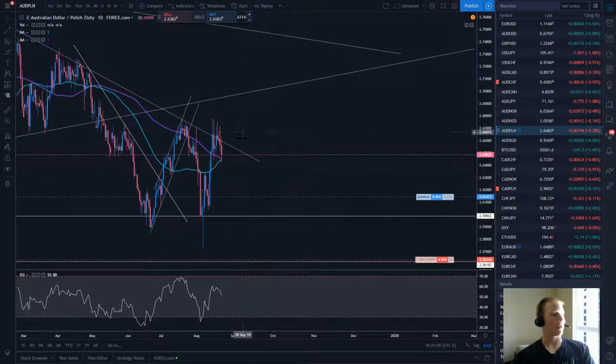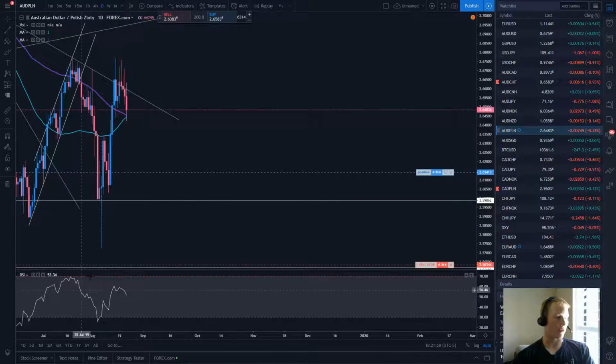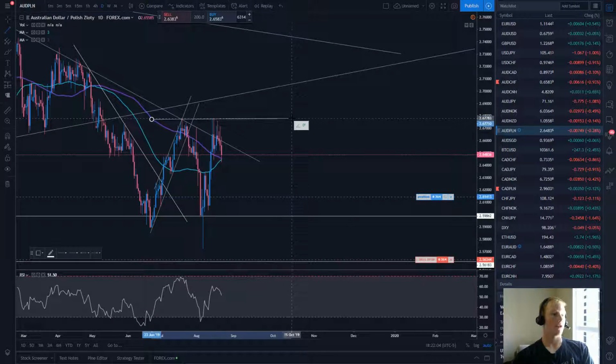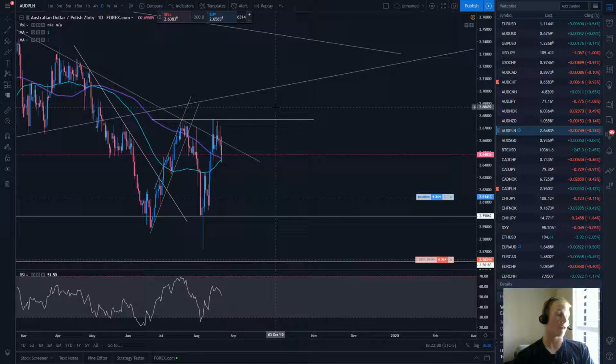Okay. Australian dollar, Polish zloty. We have a trade on. I got long here, on this RSI divergence, I guess it was. I can't really tell, but I remember going through it and saying it was. It's catching resistance right here. I need it to break out, and I'm pretty confident it will. But for the time being, it's just retracing a bit.